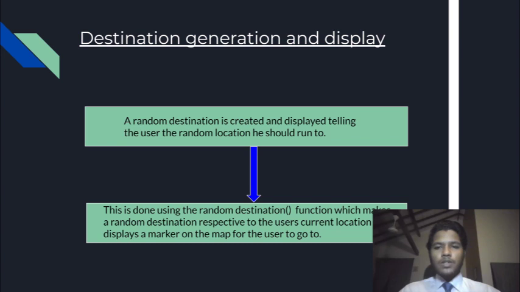The random destination function takes the user's current location as latitude and longitude coordinates and creates a random location 60 to 150 meters away from it, and then returns this generated random destination's coordinates. This location is then added as a layer on the interactive map, represented as a red pointer to mark the destination the user should run to.